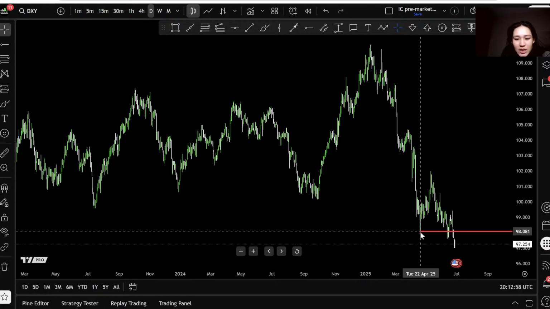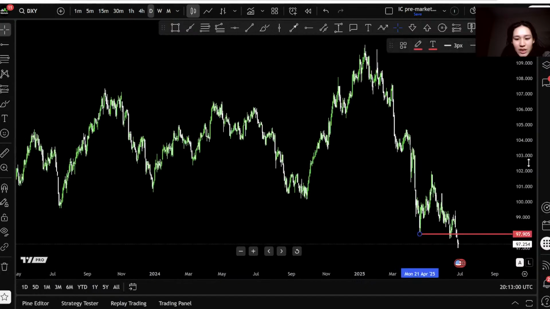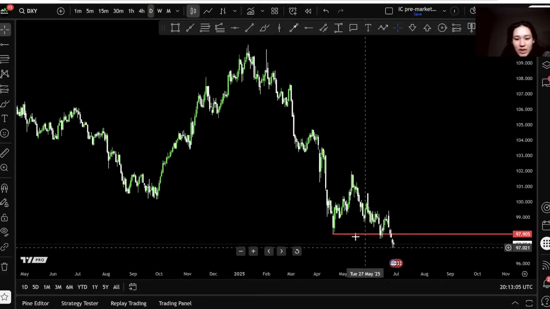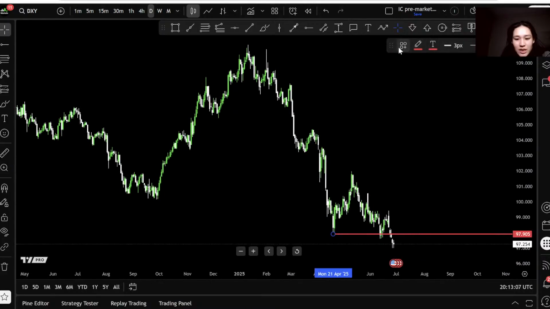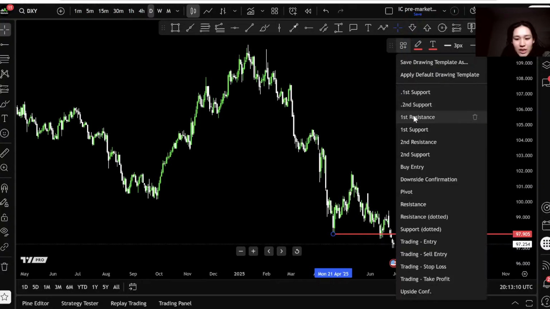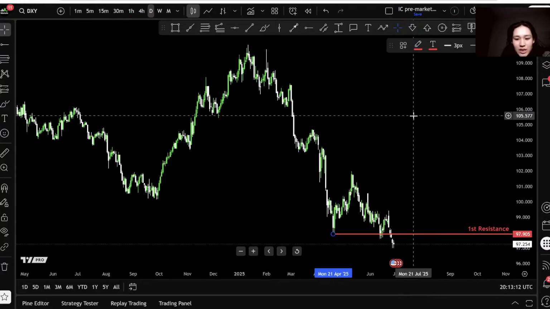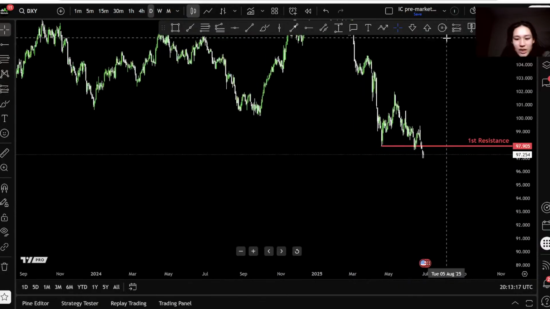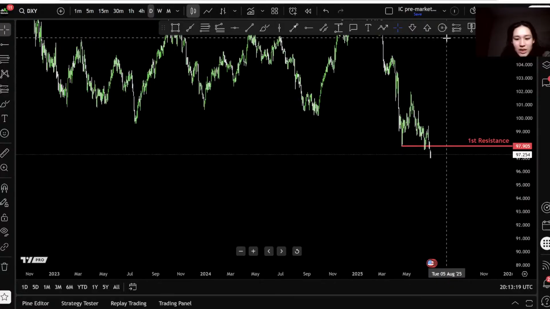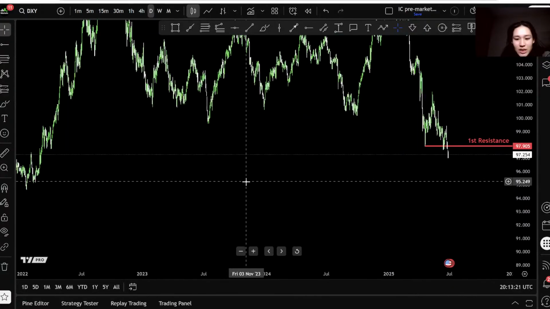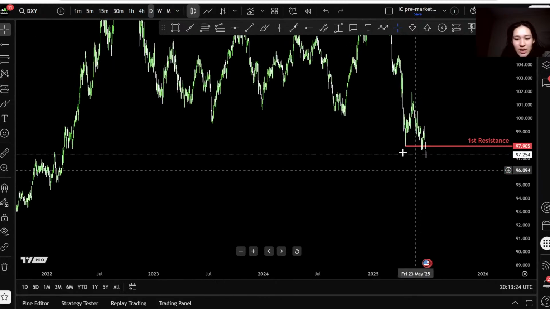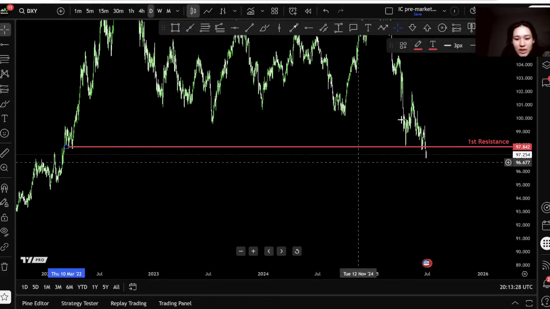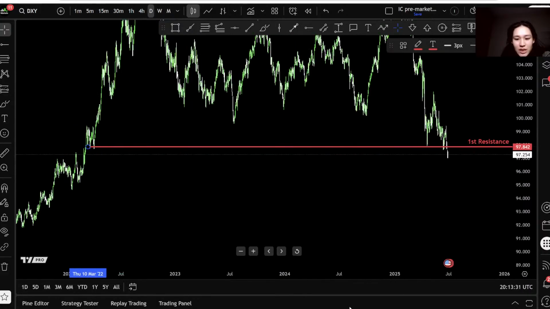Okay, so for my first resistance, I'll place it right at this swing low here. Okay, and then a good habit is to try and pull it back as far as you can, just so you can see how significant your level is.